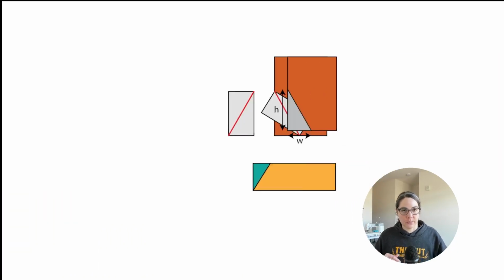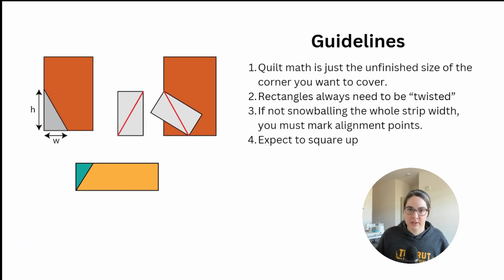Let's talk a little bit about some guidelines and some quilt math considerations that you need to keep in mind if you're going to include this technique in your pattern. First things first, your quilt math is just the unfinished size of the corner you want to cover. So if you're trying to put a 1x2 rectangle on the corner of some base piece, you need to increase that to your unfinished size. So it would be 2.5 by 1.5. That's going to be the size of the rectangle you're cutting there, and it's also going to be the dimensions that you mark in on your corner.